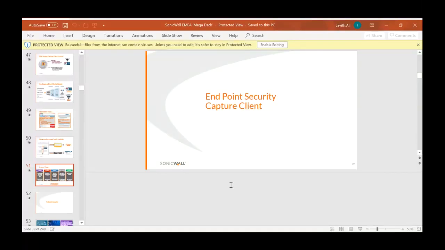This is the overall summary of what we have seen over the presentation, and the solution value slide provides the brief summary of the product. Let's dive into the question and answer session.